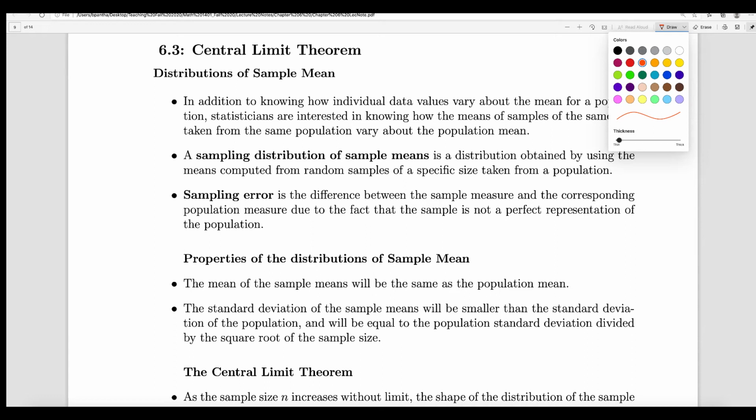So in the last video, we talked about what is the distribution of the sample mean, or the sampling distribution of the mean. To find the sampling distribution of the mean, what we do is pick many samples of the same size, meaning you pick one sample of size 30, another sample of size 30, another sample of size 30, and you continue doing that.